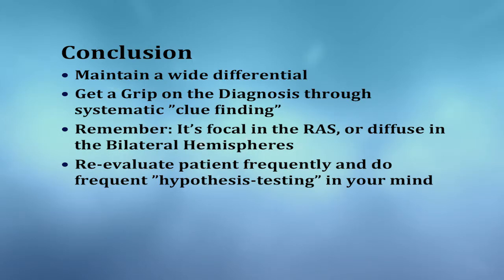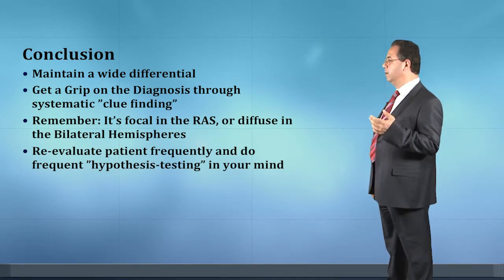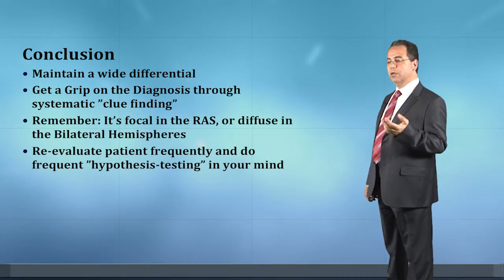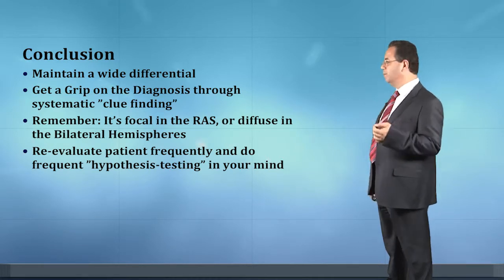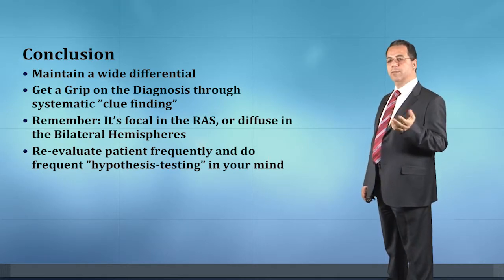And in conclusion, you need to keep in mind a wide differential diagnosis for any patient presenting with an acute change of mental status. You need to do a systematic approach and a focused, step-by-step clinical examination, looking for clues by history, by reviewing of medication, or in your physical examination and neurological examination, which will guide you toward the potential etiology. You need to re-evaluate the patient frequently, and retest your hypothesis and potential diagnosis frequently. Remember, it's focal if it's affecting the reticular activating system, and it's diffuse if it's affecting both hemispheres, which could be metabolic or infectious.